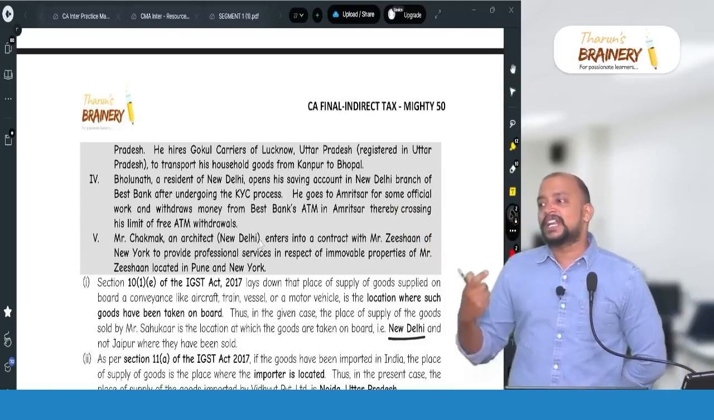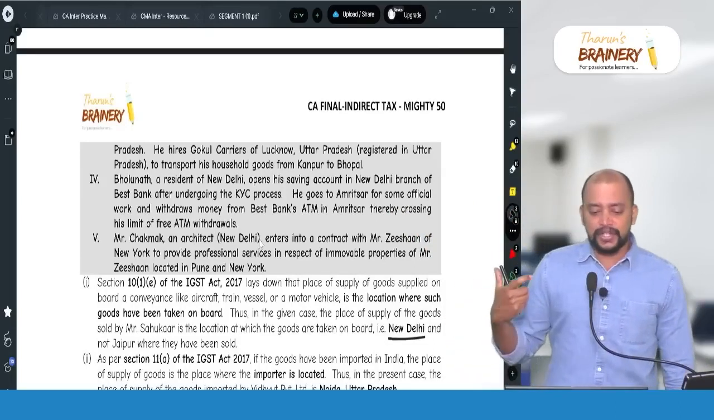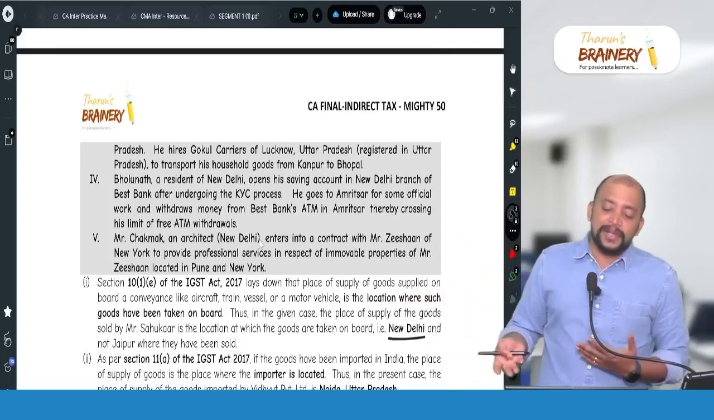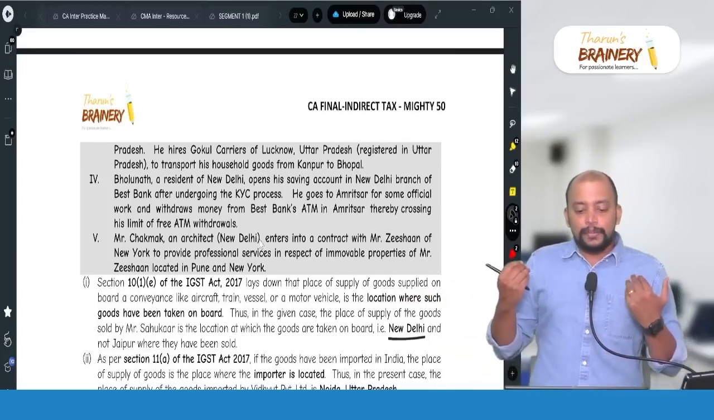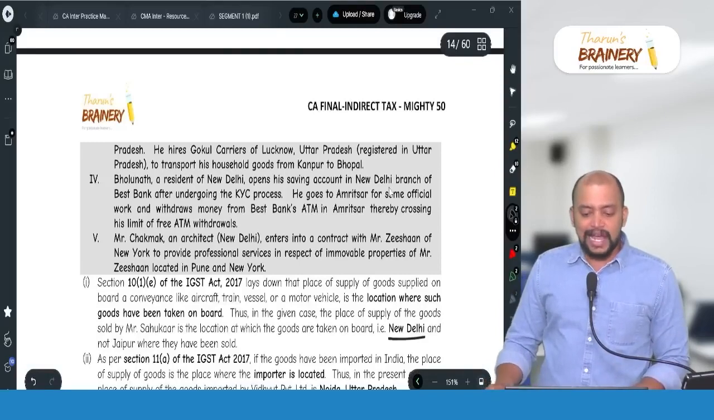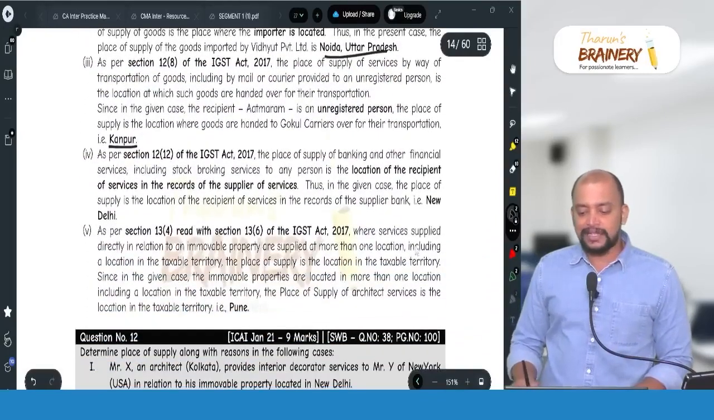For section 12, general provisions, B2B means location of recipient. Here we don't have B2B, it means B2C. So, location of recipient in the records of the supplier. So, Best Bank records, where is his address? New Delhi. So, New Delhi will be taken as the place of supply in this case.